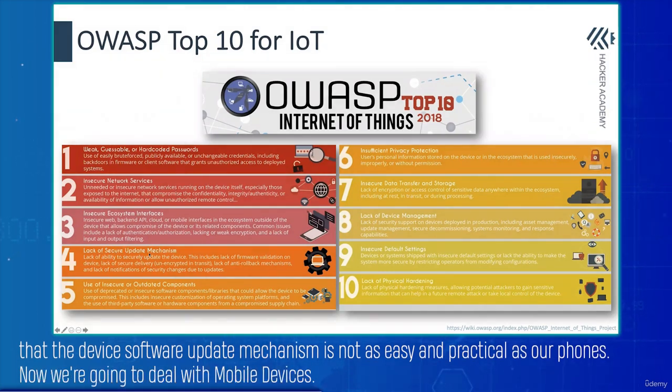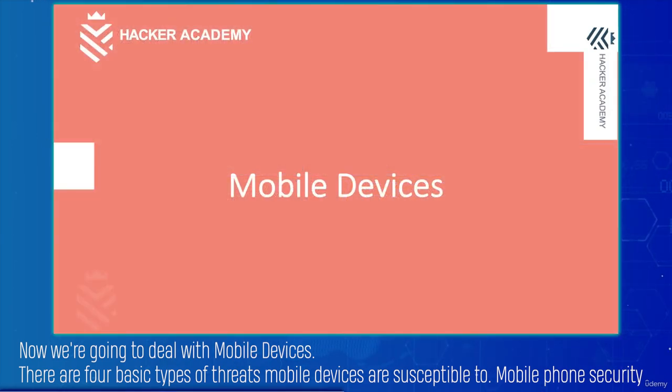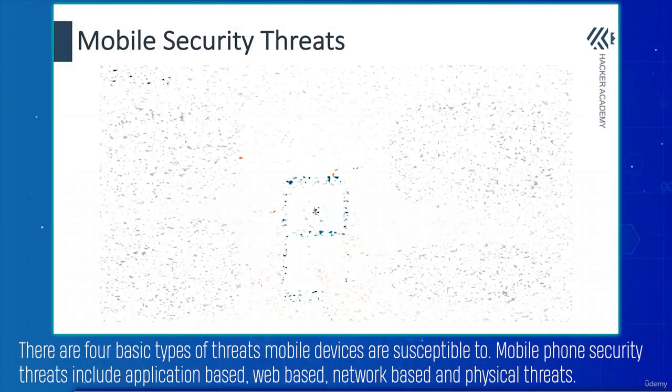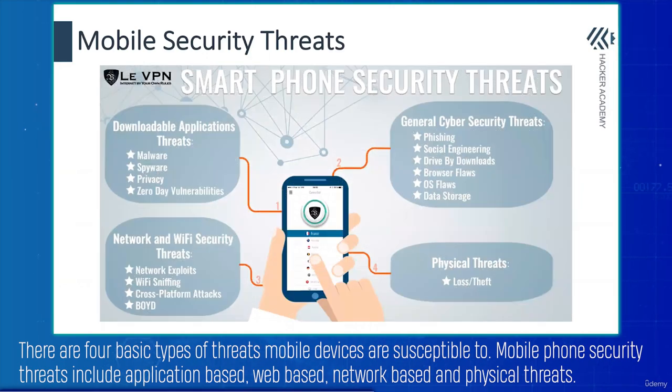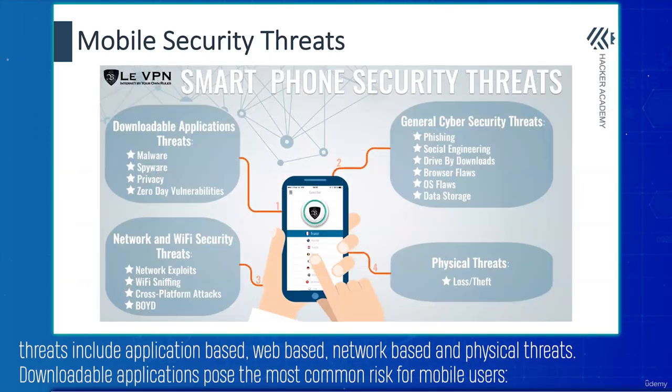Now we're going to deal with mobile devices. There are 4 basic types of threats mobile devices are susceptible to. Mobile phone security threats include application-based, web-based, network-based, and physical threats. Downloadable applications pose the most common risk for mobile users.